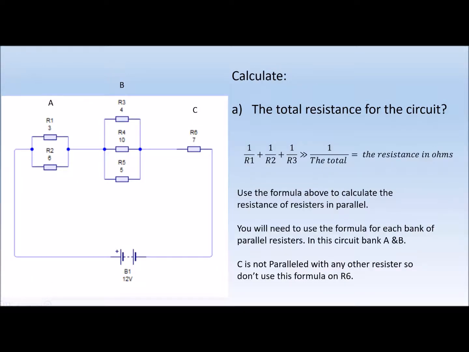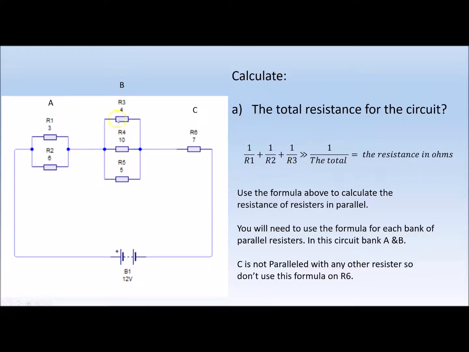The first part of our question is to calculate the total resistance for the circuit. Now we've got a series parallel circuit, so we need to apply the parallel resistance formula to each bank, except for bank C because it's not in parallel, to establish what the combined resistance is of bank A and bank B before we can then add the three together to establish the total resistance.